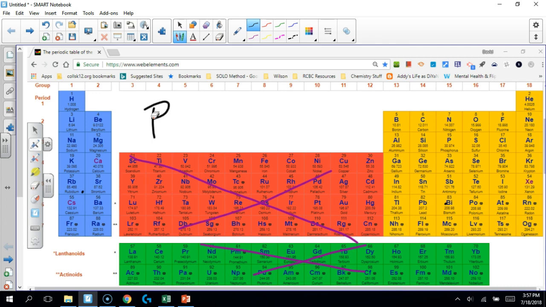Here's what I'm going to do: I'm going to represent the number of valence electrons, because the valence electrons are even more important than the core electrons. Those are the ones that we can manipulate and move. So how many valence electrons does phosphorus have? 1, 2, 3, 4, 5. So I'm going to put dots, 1, 2, 3, 4, 5, and that is the Lewis dot symbol for phosphorus. It has 5 dots around it.